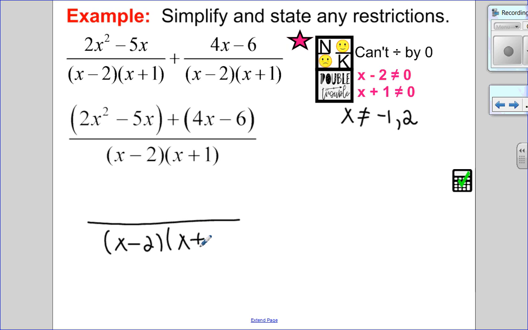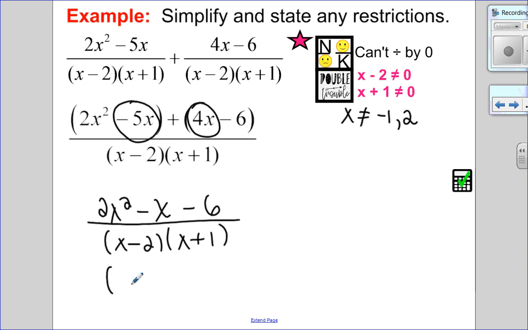So keep my denominator the same and then add. So I have 2x squared. I'm going to add -5x to 4x and add a -6. Then what I'm going to do is factor. I always like to factor if it's possible, just to see if there's anything common to the numerator and denominator to simplify.